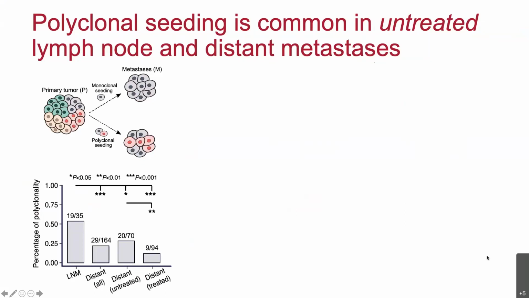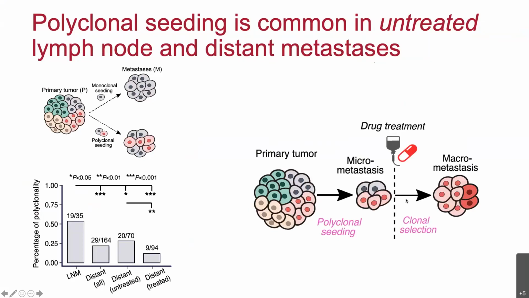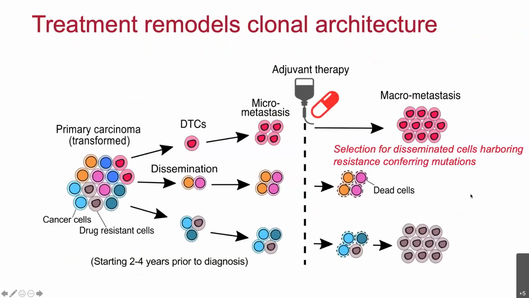So this implies a scenario where perhaps most of the time we actually have polyclonal seeding of the micrometastatic lesions, but that by the time we apply therapy, we've actually clonally selected for this resistant subclone, and that's what comes to dominate the population in the macrometastasis. So this leads us to a model where I think we, as a community, need to really carefully think about how profoundly treatment can actually remodel a tumor's clonal architecture.